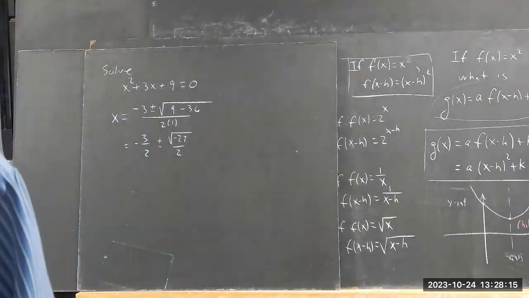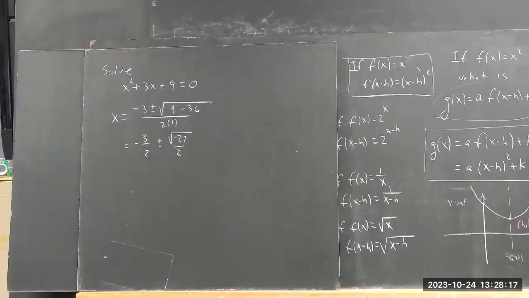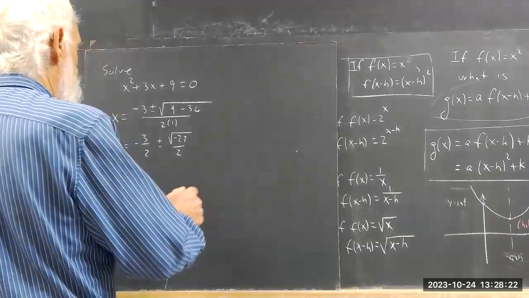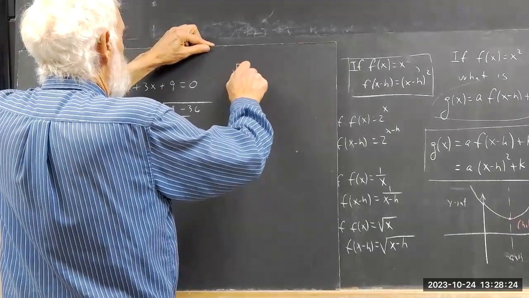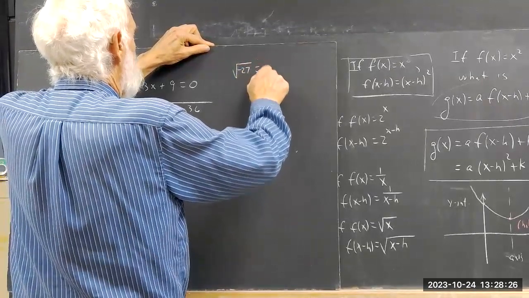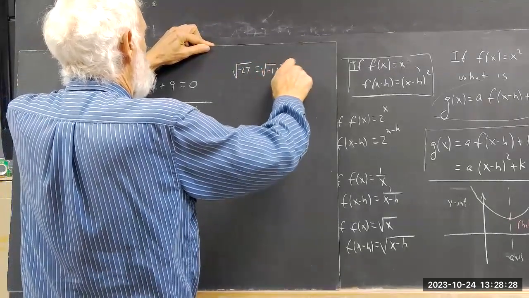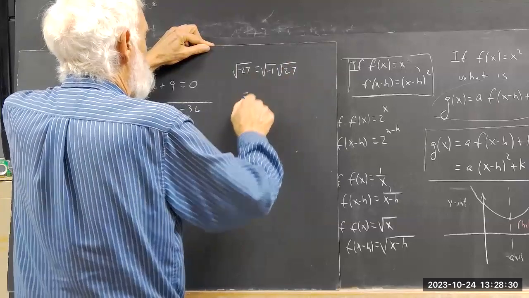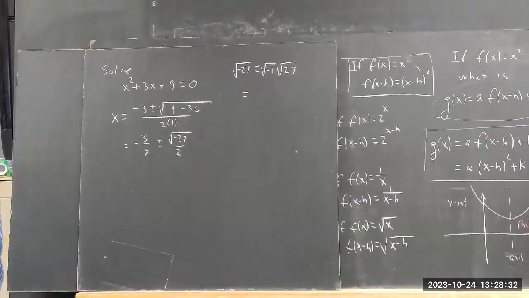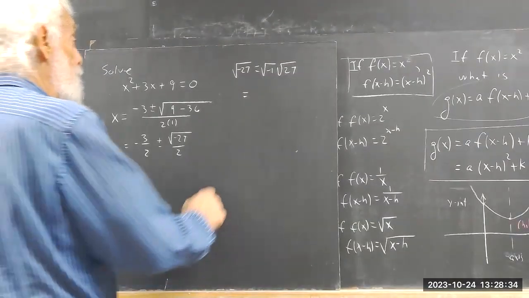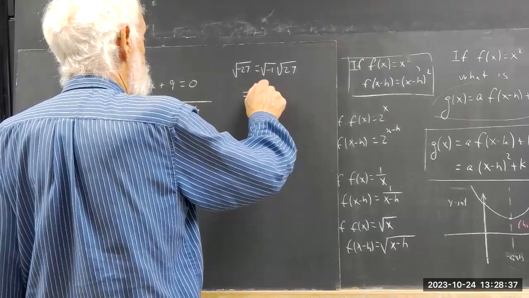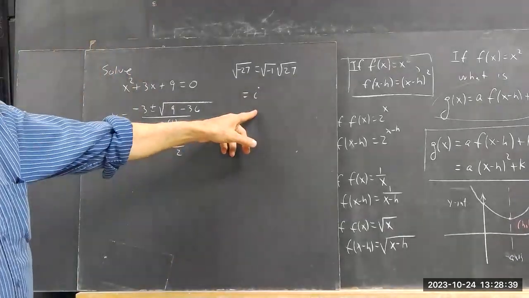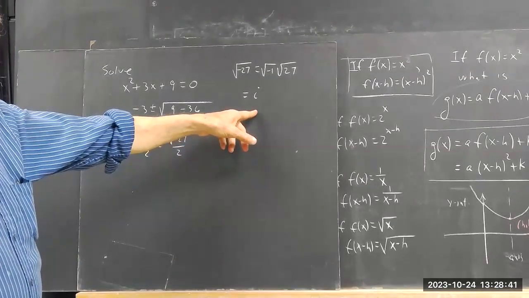Now, what are you going to do about the square root of negative 27? Well, you should remember from your prerequisite courses, and we've also talked about it in here a little bit, let me just point this out, the square root of negative 27 is the square root of negative 1 times the square root of 27. The square root of negative 1 is i, the imaginary number. Everybody's familiar with that, aren't you? Anybody has never seen that?